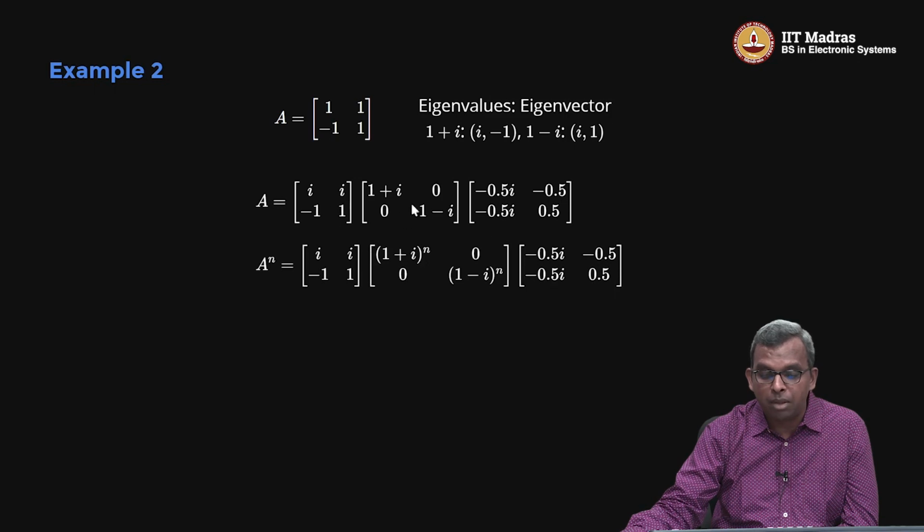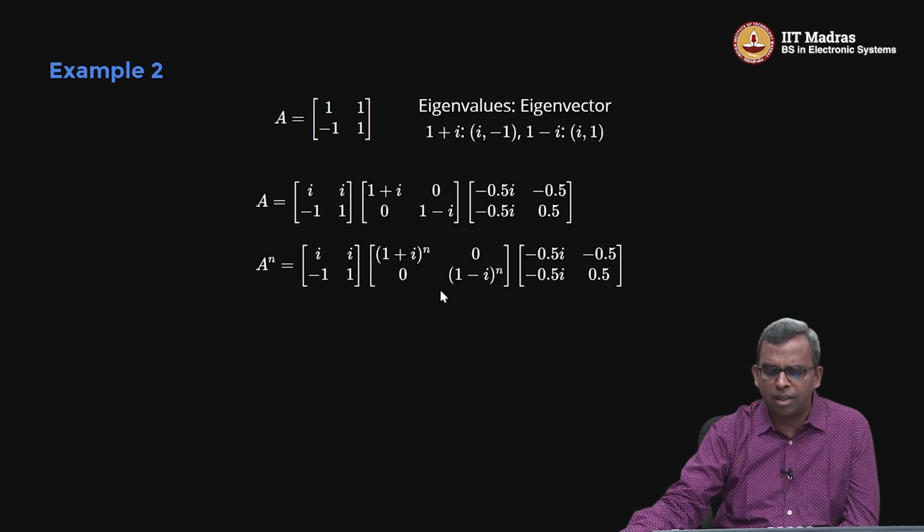These two remain the same. This diagonal alone goes to the power n because these two are inverses of each other. This happens. Okay. So now how do I simplify this? In the previous case, I was able to simplify this. How do I simplify this? It turns out you have to do the rectangular to polar coordinate change.